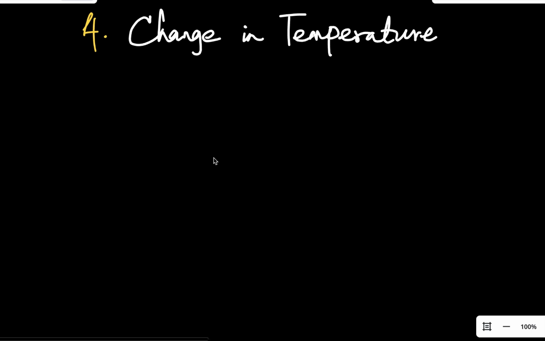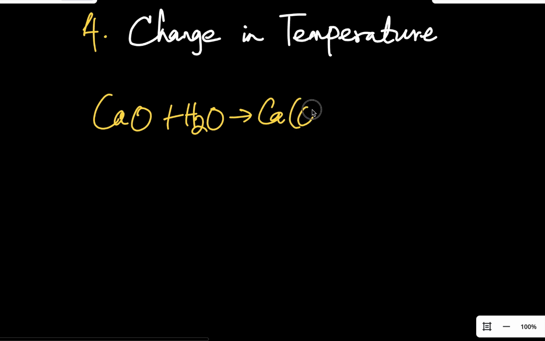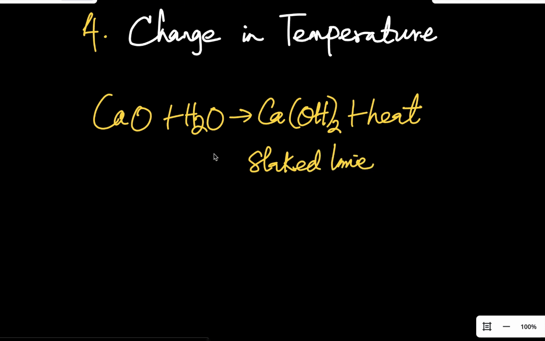So if we have quicklime, which is calcium oxide, and this quicklime reacts with water, H2O, this will give us slaked lime plus heat. Slaked lime is Ca(OH)2 plus heat. This is what we call slaked lime. Please write these things down. This one, I told you, is calcium oxide. This calcium oxide is quicklime.